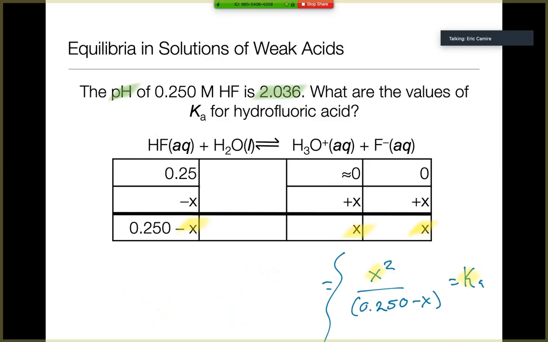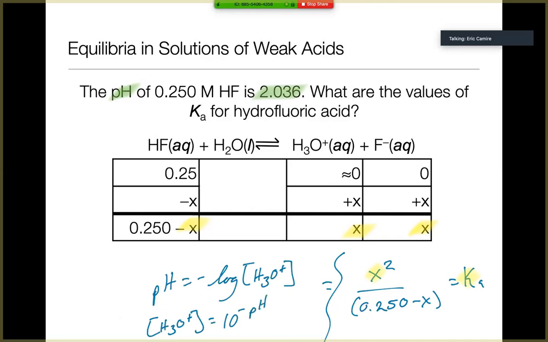From the pH, I can back calculate the concentration of hydronium. How? If I rearrange that equation, hydronium is going to be equal to 10 to the negative pH. Those are my unknowns, but I have my concentration of hydronium. It's X. That's what I'm solving for. The only other thing I would need is pH, and I got it. So let me show you on the next slide what I mean by that.